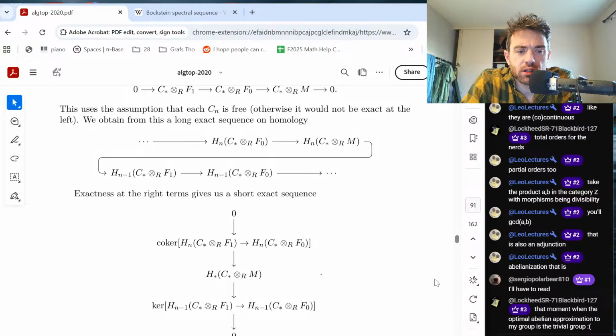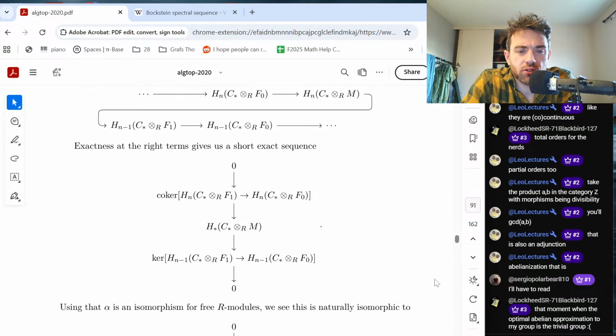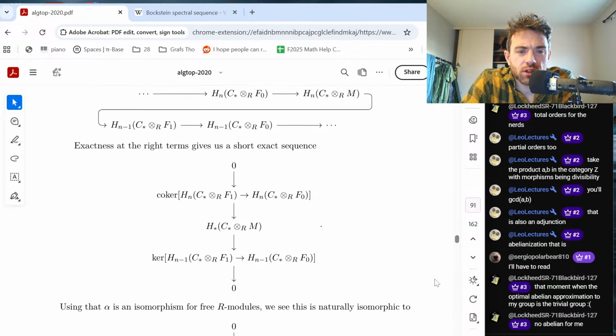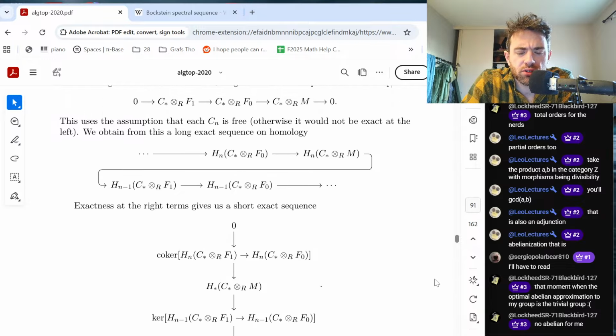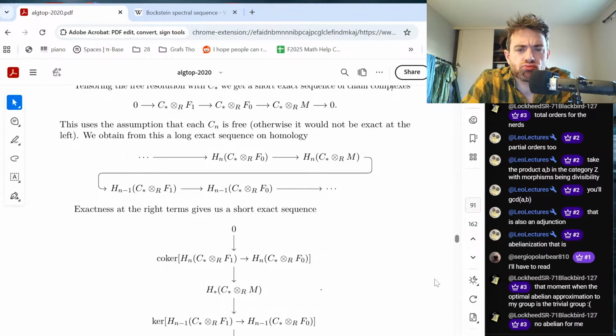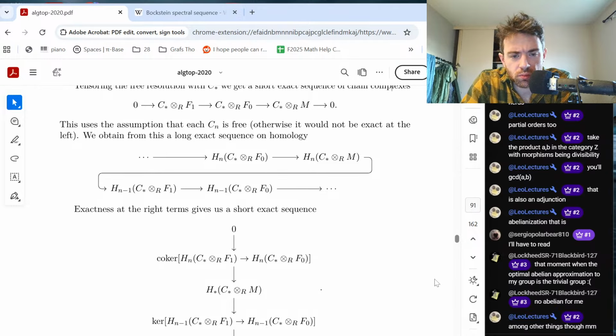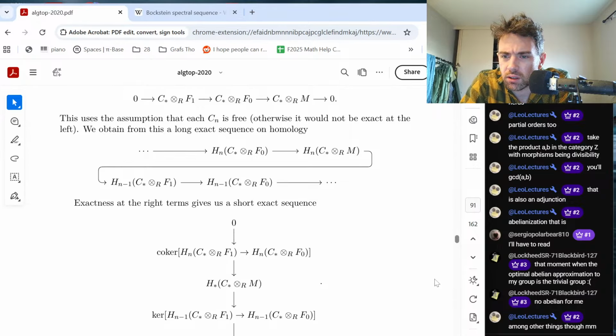Right. Exactness at the right terms? Are we just talking about the snake map going on?